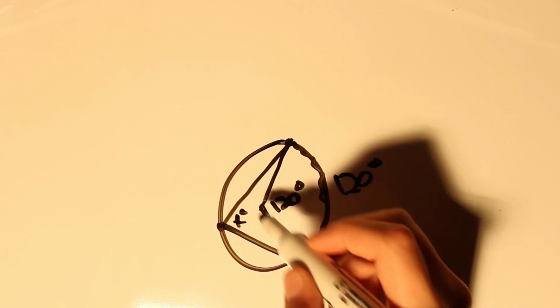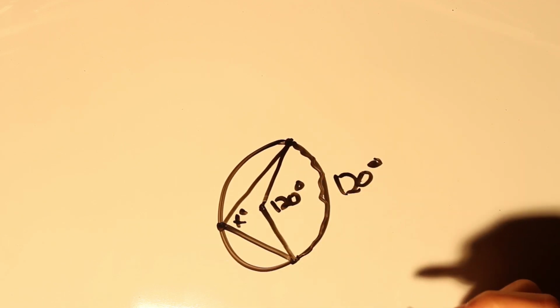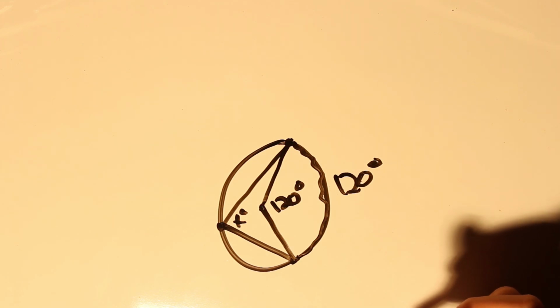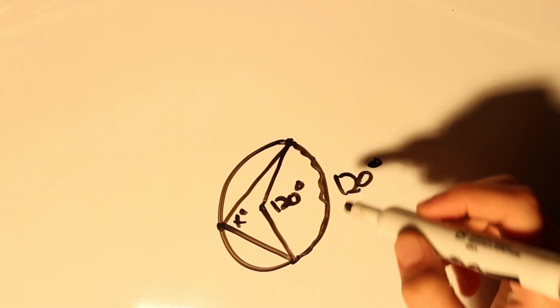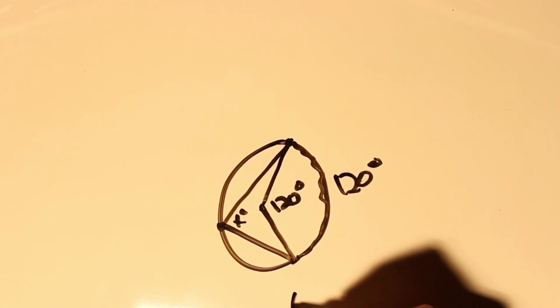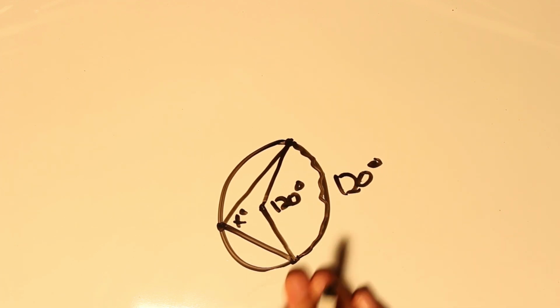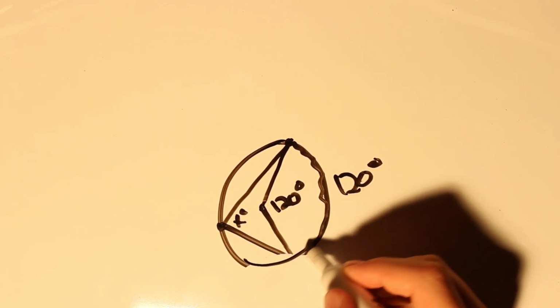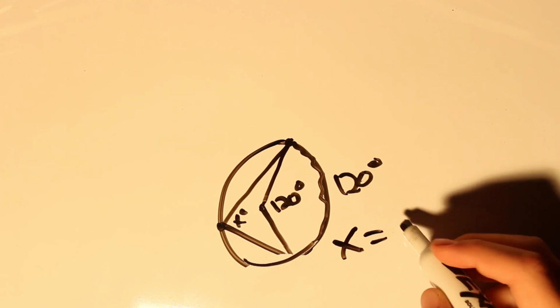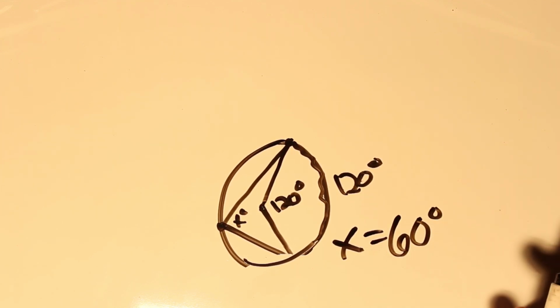We want to figure out what x is. It's really simple to do this. All you have to do is divide the arc right here by 2. So x is automatically, can we see that? No. Oh, oops. X equals 60 degrees.